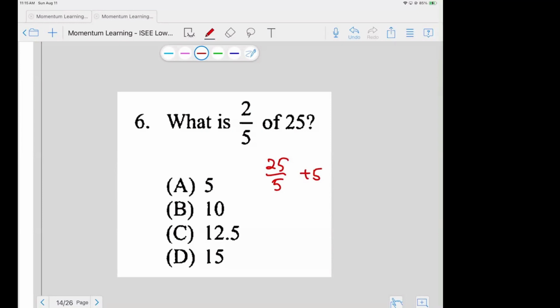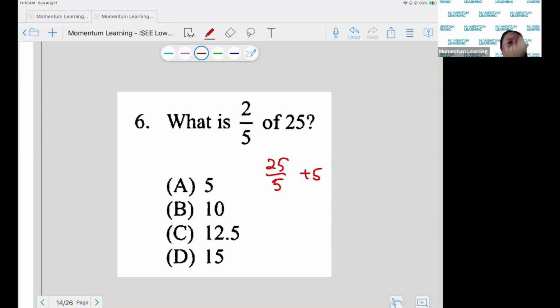1/5 is 5, so 2/5 is 10. You split that into 5 equal piles, okay, and then that equals 5, and then because we have 2 sections, 5 plus 5 equals 10. Very good. Okay, let me get another student.